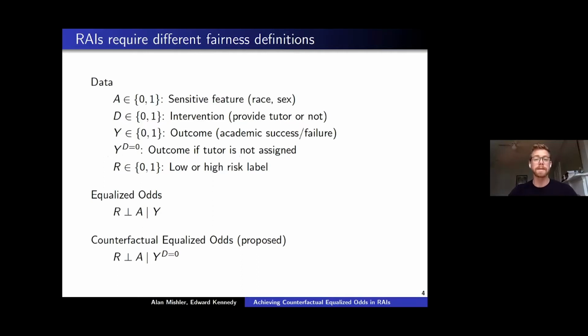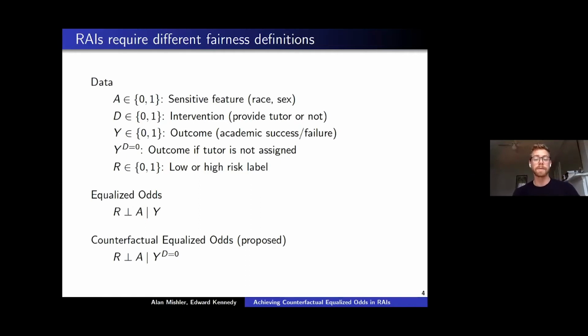So as an example, we consider equalized odds. Suppose we have a binary sensitive feature like race, say Black versus white students, a binary intervention, whether to assign a tutor, and a binary outcome, academic success or failure. And we're interested in the potential outcome Y superscript D equals 0, whether failure will occur if no tutor is assigned. And suppose we have a binary risk predictor R that labels students as being low or high risk of failure.